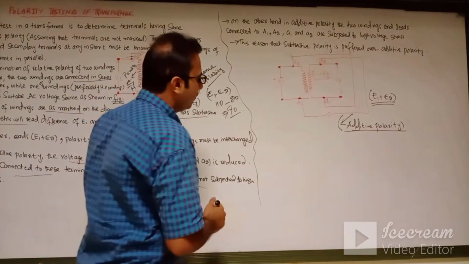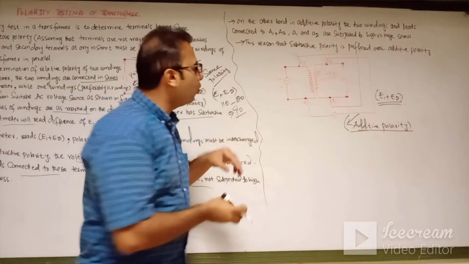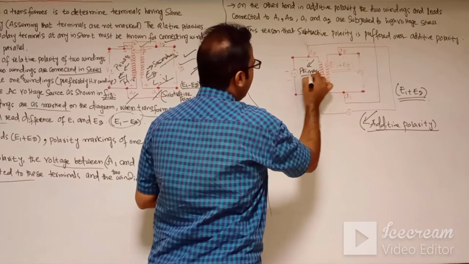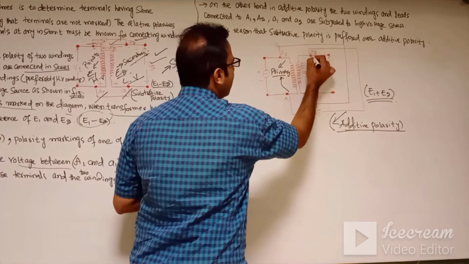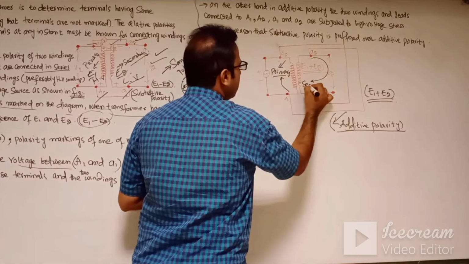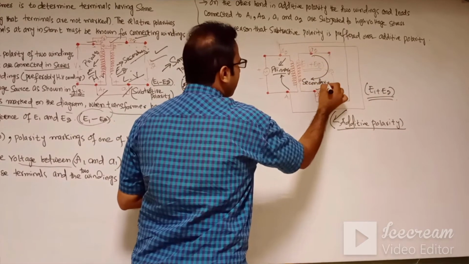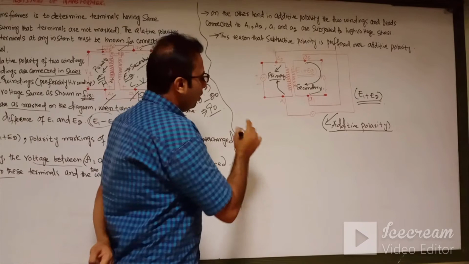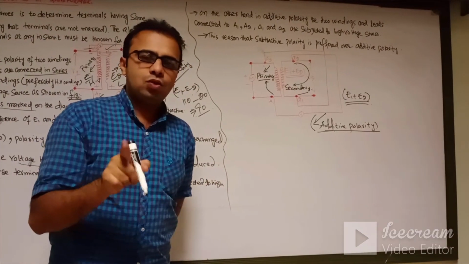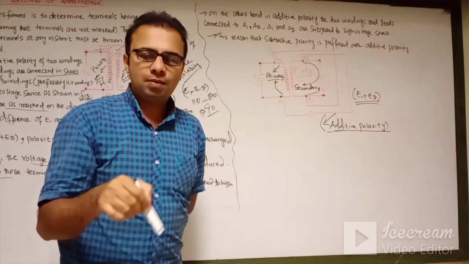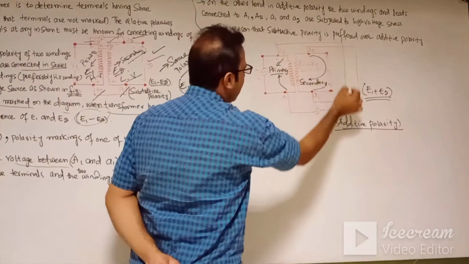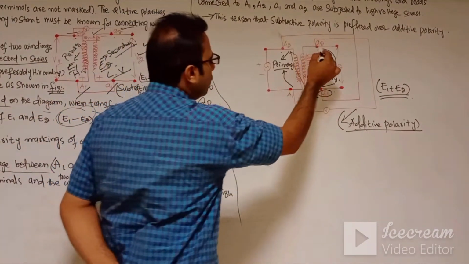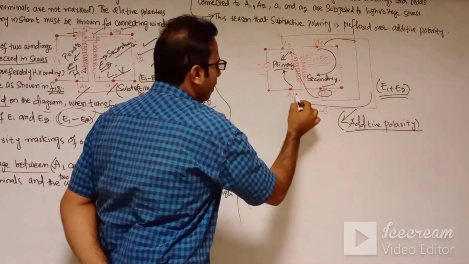What is the additive polarity? Again the terminals are marked the same, A2 and A2. This A2 and A1 are from the primary side, and this A2 and A1 represent the secondary side. Now here in the opposite polarity, we have to join the terminals in the opposite manner: A2 of the primary is connected with A1 of the secondary, and A2 of the secondary is connected with A1 of the primary.